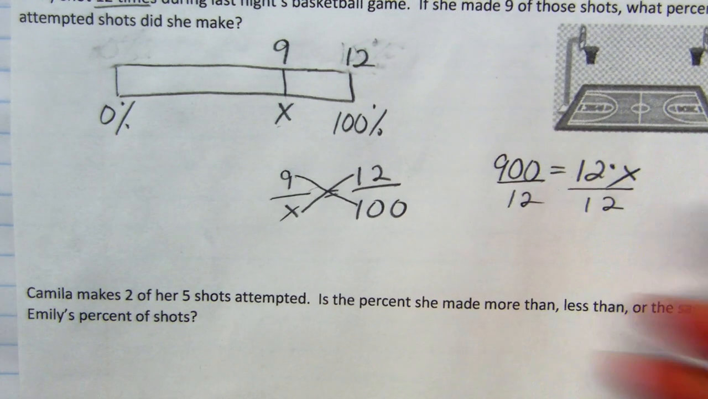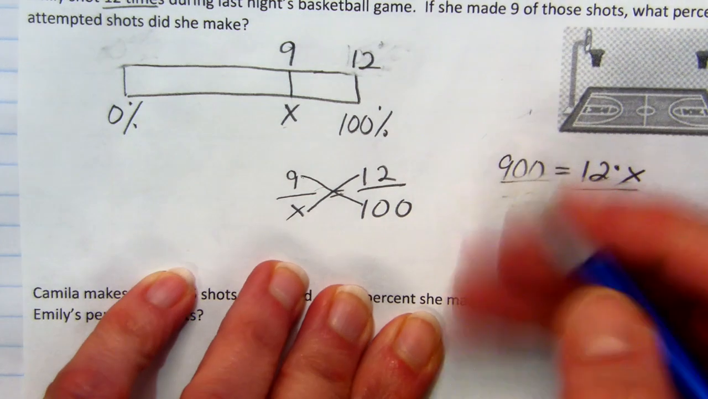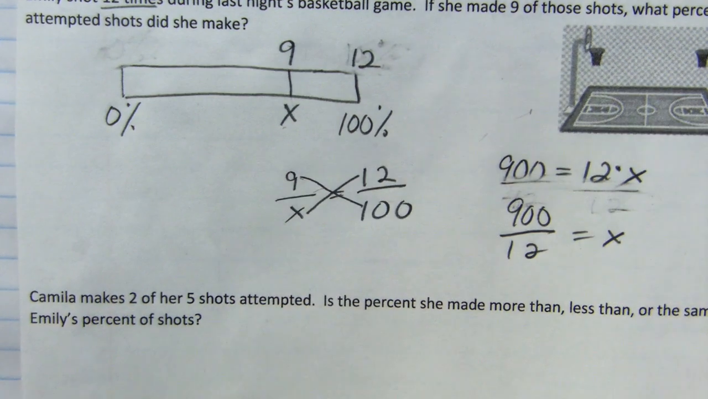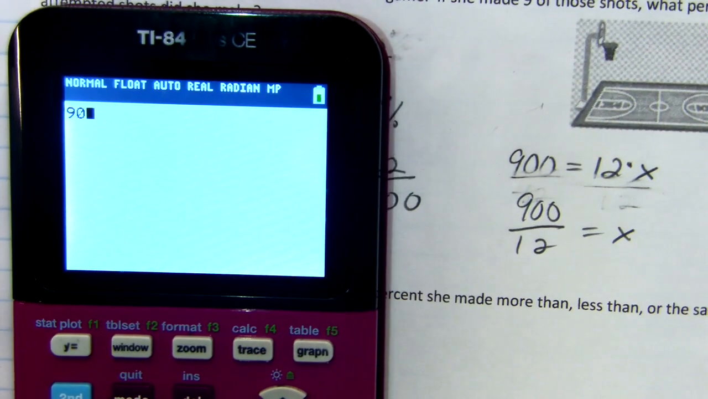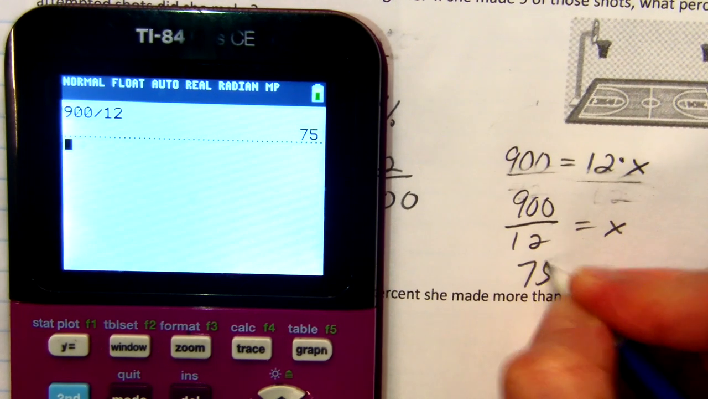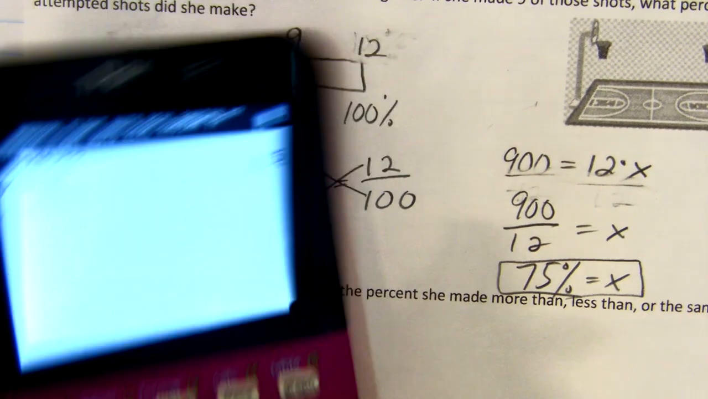we just divide. Or I think what I showed you guys the other day, I did it differently. I think I said, okay, then I'm going to do 900 divided by 12 to get X. So if we do that on a calculator really quick, 900 divided by 12 is 75, and so she made 75% of her shots.